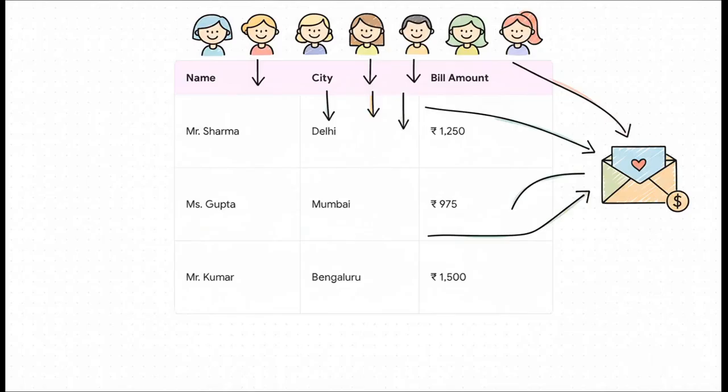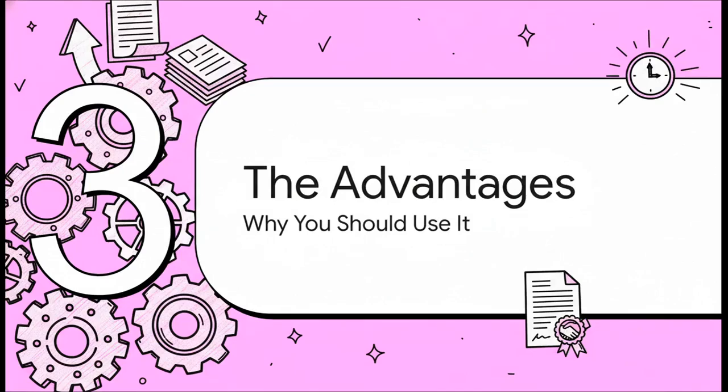And to make this crystal clear, just have a look at this example of a data source. See? It's really just a simple table, kind of like something you'd make in an Excel sheet. Each row, that's a different person. And each column, like name, city, and bill amount, that's a piece of information, a field that we can pull from to make each letter unique. Okay, on to section 3, the advantages of automation.